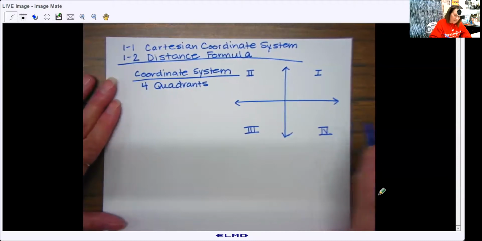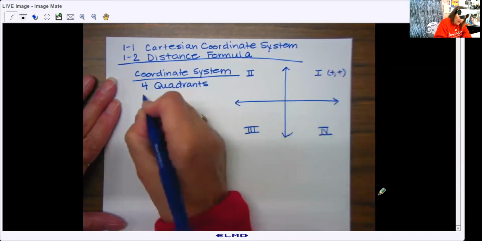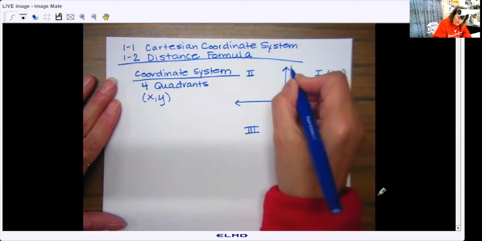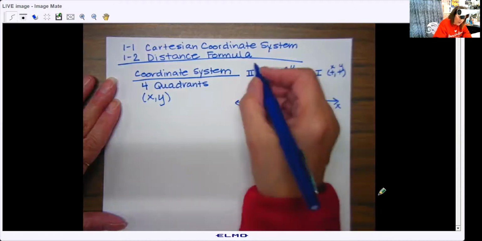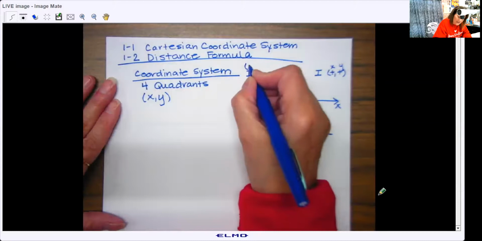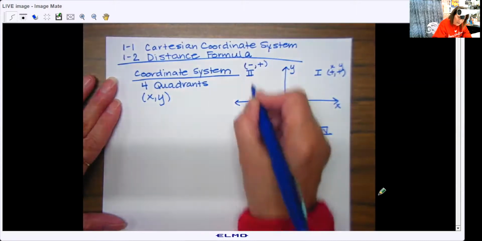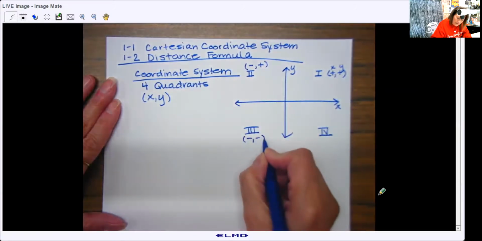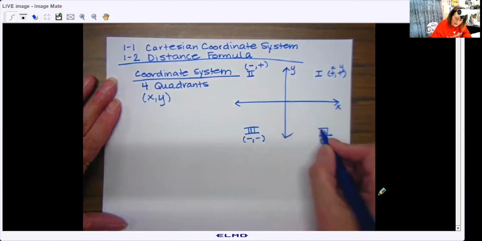In these quadrants, all of the coordinates are X's and Y's, this being the X axis, this being the Y. So everything in this quadrant, both the X coordinate and the Y coordinate are positive. In this one, the X coordinate's negative, but the Y is positive. In quadrant 3, both the X and the Y are negative. In quadrant 4, the X is positive and the Y is negative.